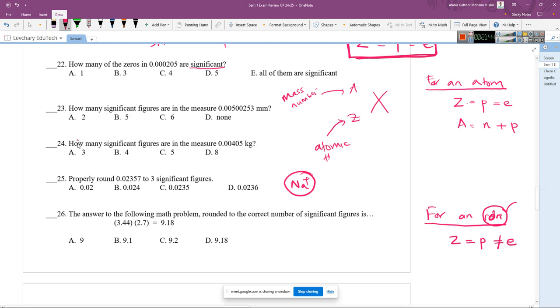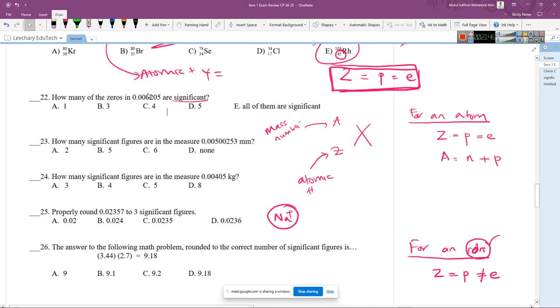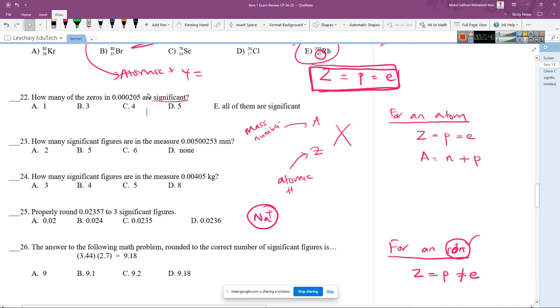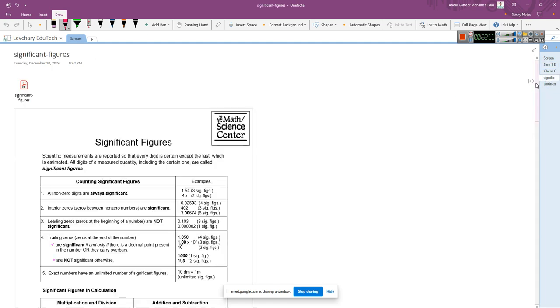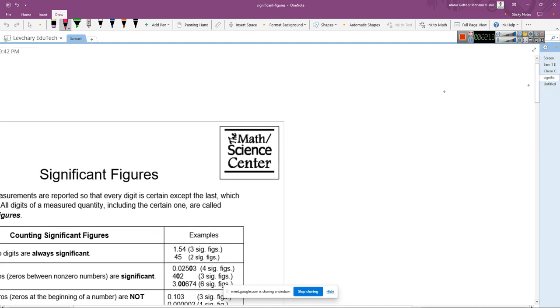Okay, that's fine. So significant figures, you can simply say the number of digits in a number that contribute to the accuracy of the measurement, right? So this is just a definition for that. Now we have some rules and regulations for significant figures, right? So here we will study this now.